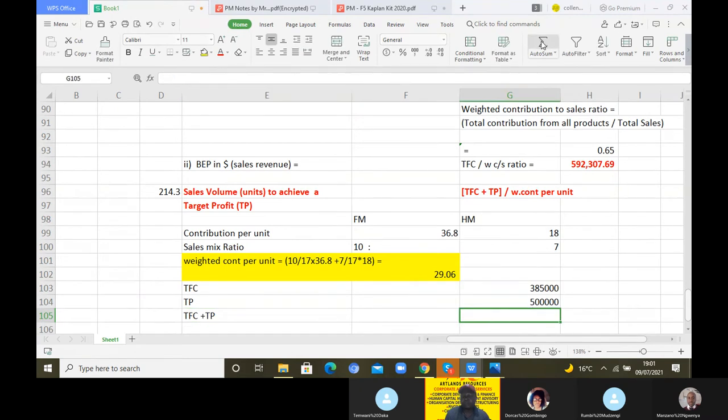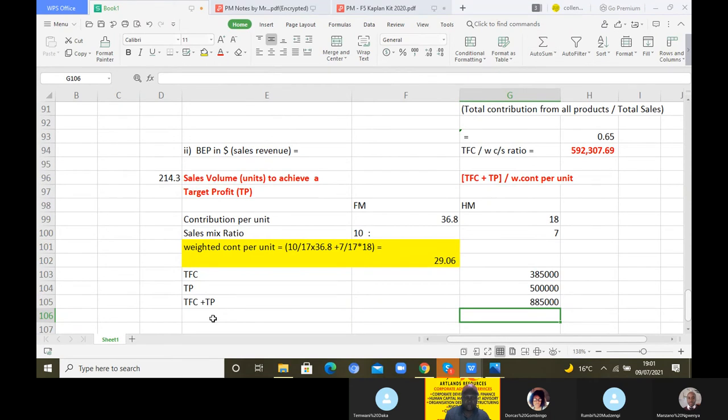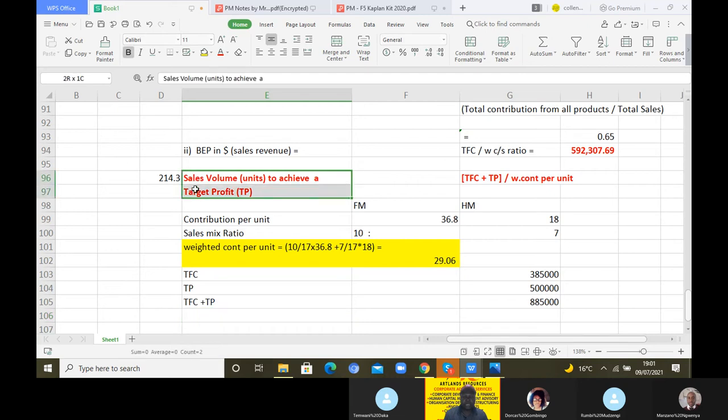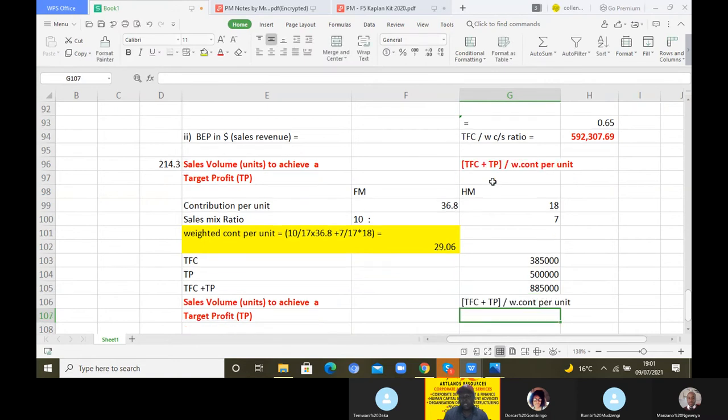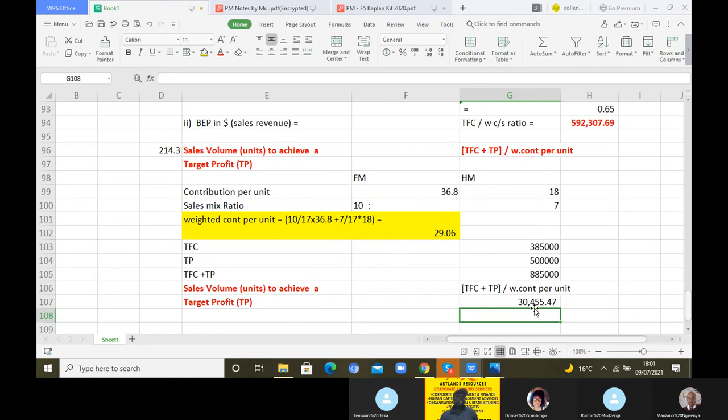You are adding these up. Then sales volume to achieve this. You can now copy this again and bring it there. Sales volume to achieve this. Remember, we said it equals total fixed cost plus target profit. We said the formula is this. So what it means is it then equals 885 divided by 29.06. So this is the sales volume to achieve the target profit.